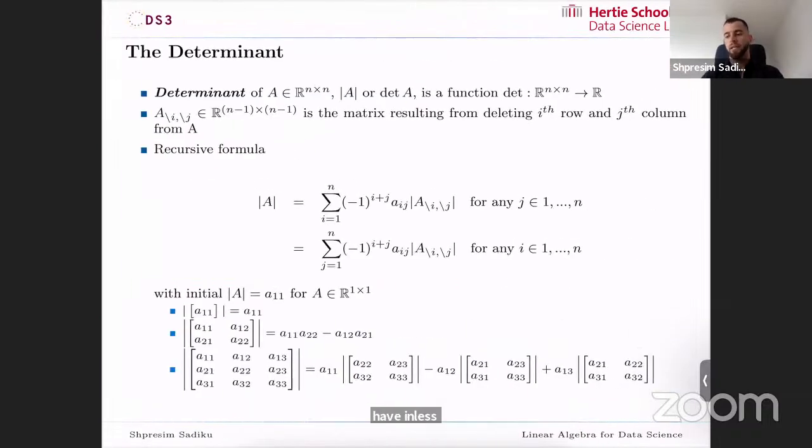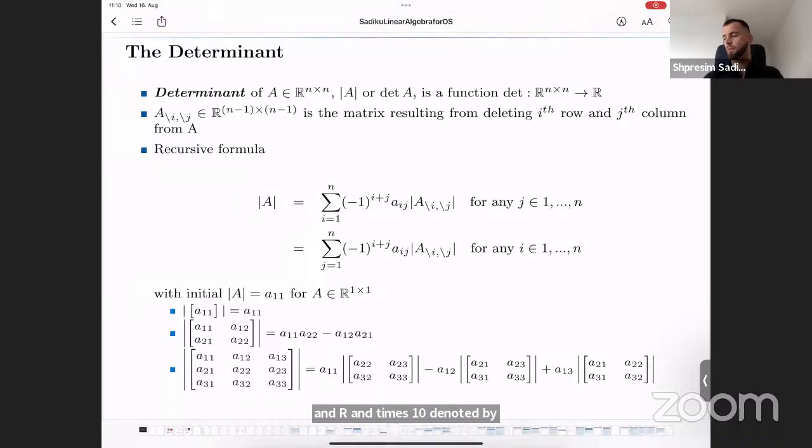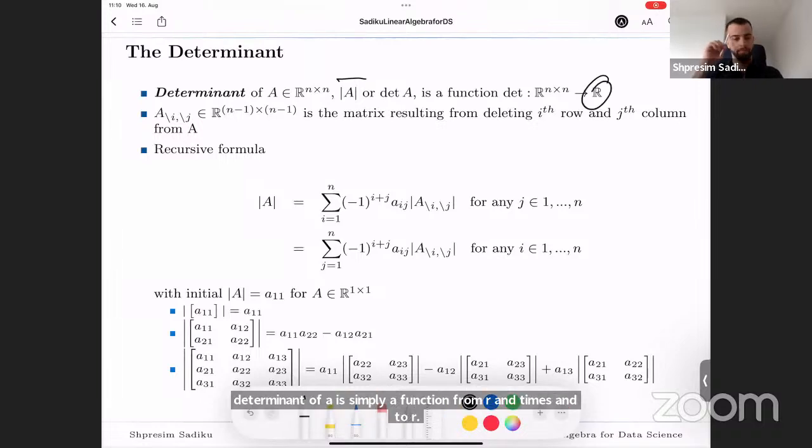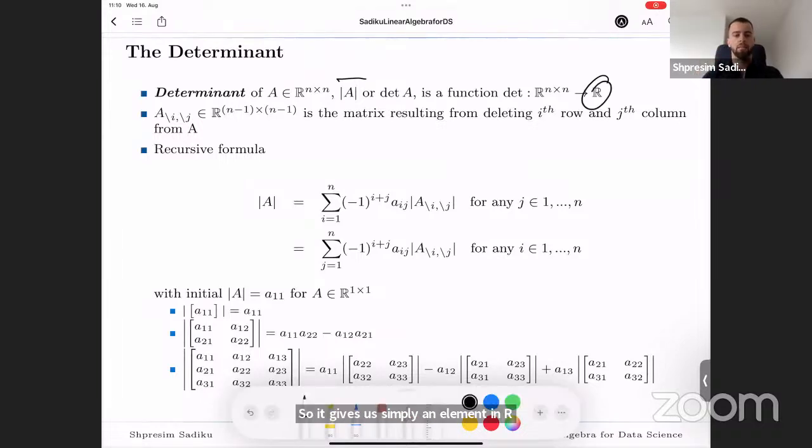All right, so then we have a definition of the determinant of a matrix. The determinant of matrix A in R^(n×n), denoted by this expression, or det A, is simply a function from R^(n×n) to R. So it gives us simply an element in R. And by definition, this notation is a matrix which results from deleting the ith row and the jth column from A.